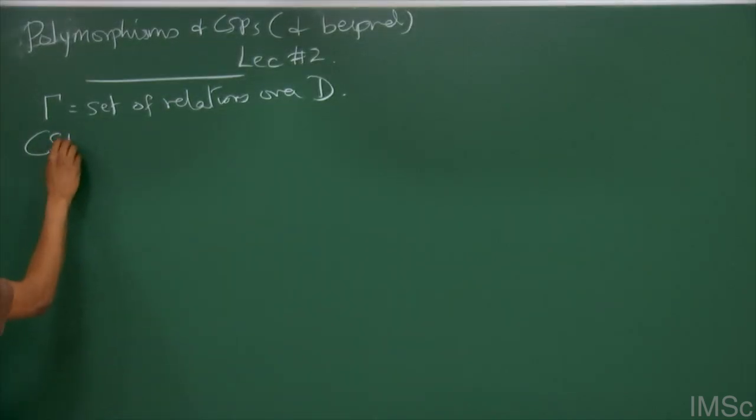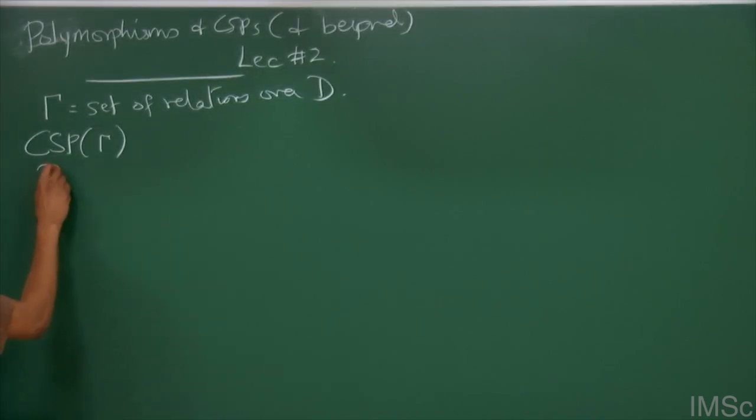So, we talked about some Gamma, which is a set of relations over some domain D. And then we had this problem CSP of Gamma, which was basically: you have some n variables and you stipulate that some collection of subsets of variables are constrained by some relation in Gamma. Okay, and we saw different Gammas lead to different problems. So this is the whole class of problems.